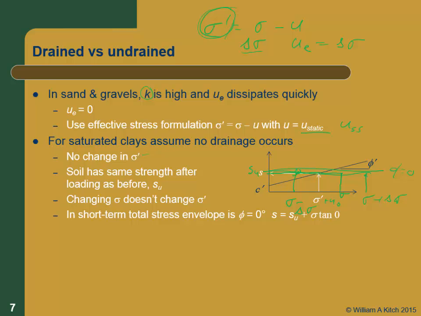And so the soil is neither expanding nor contracting. If it's not dilating and it's not consolidating, then there's no change to the effective stress, and no change to the strength. And if there's no change to the strength, then we have whatever strength we had before. So we're going to use this model that the shear strength is equal to the undrained shear strength plus the total stress times the tangent of phi. Well, this is zero. And we're just going to be left with the shear strength equal to the undrained shear strength, the one we had before we started.